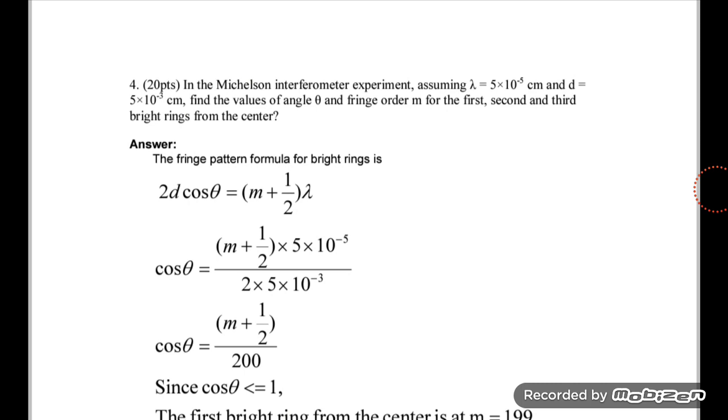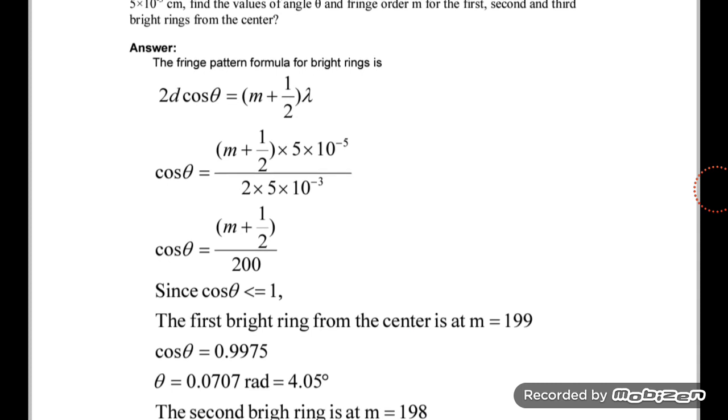Next, the fourth numerical is: in the Michelson interferometer experiment, assuming lambda equal to 5 into 10 to the power minus 5 centimeter and d equal to 5 into 10 to the power minus 3 centimeter, we have to find the values of angle theta and fringe order m for the first, second and third bright rings from the center.